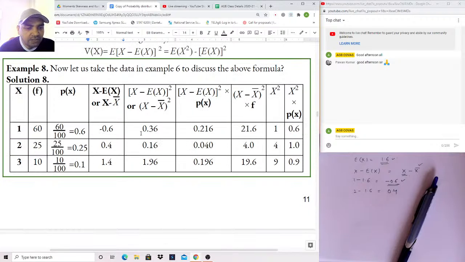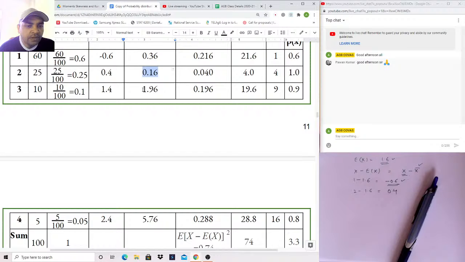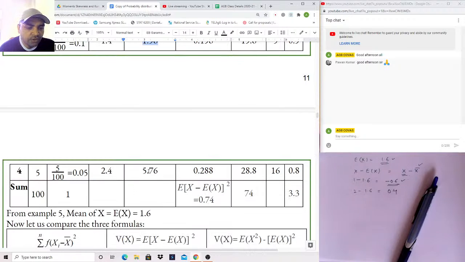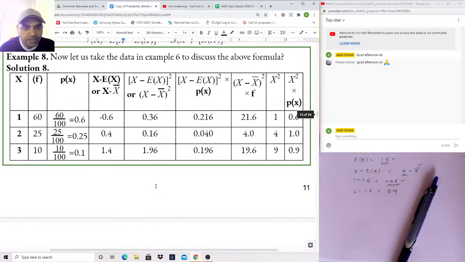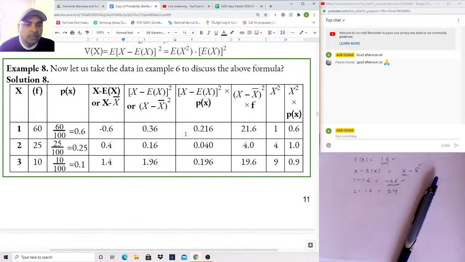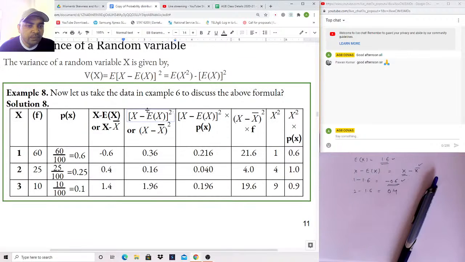When we will be squaring it, it will become 0.36 from 0.6 into 0.6. This will become 0.16. This will become 1.96, and this 2.4 into 2.4 is 5.76. Okay, now this constitutes this part, this whole square. If we start from here, it is x minus ex whole square. And if we sum these all, it will be the expectation of x minus ex whole square, isn't it?